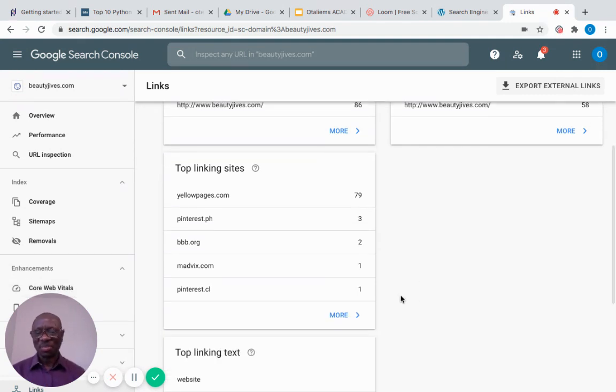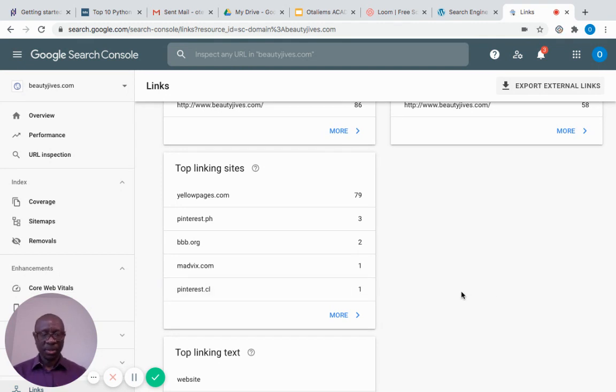So this website hasn't been published, but I've been working on the links on it. This is part of the SEO process, and that's one good thing about digital marketing, because everything is measurable. Sometimes it takes a while, but your result will definitely show. This site is on Yellow Pages, on Pinterest, on bbb.org, and on MadViz.